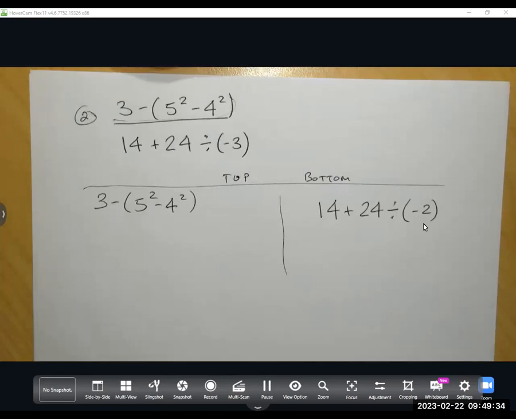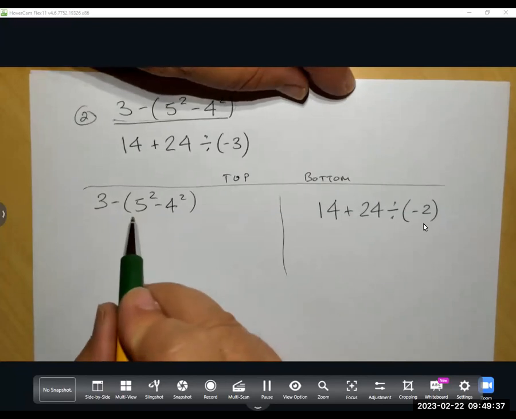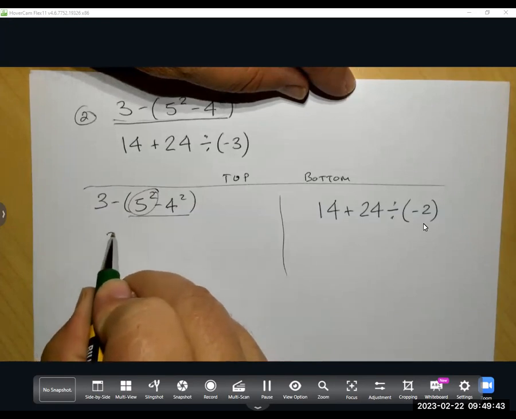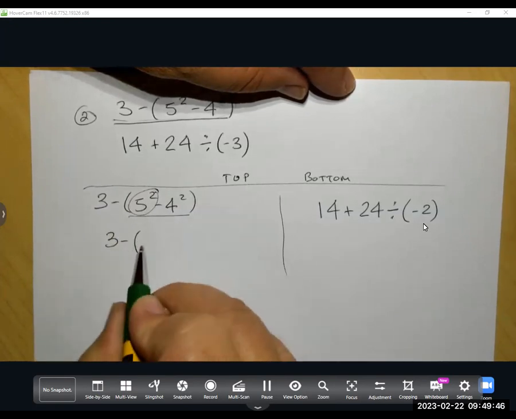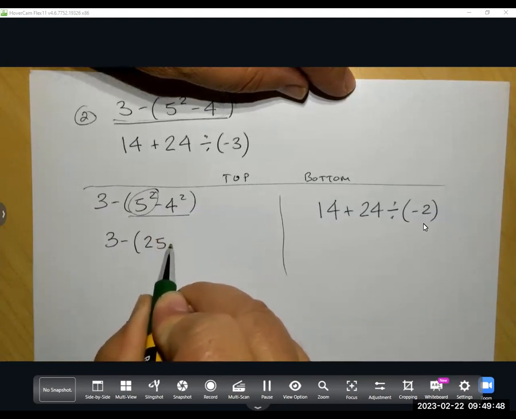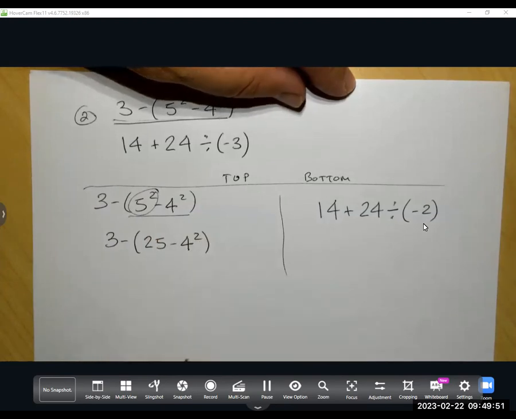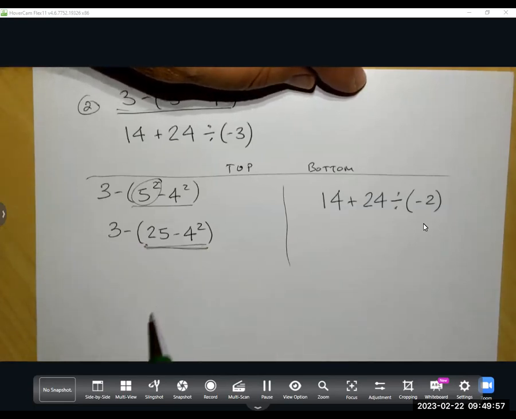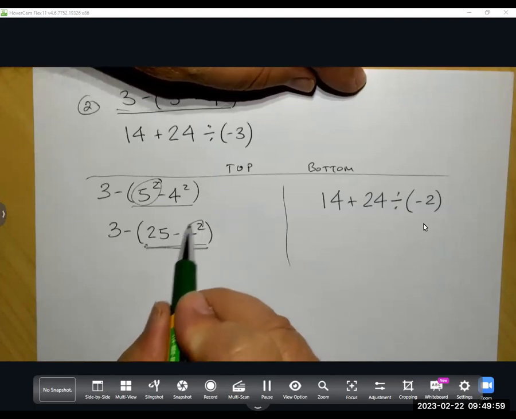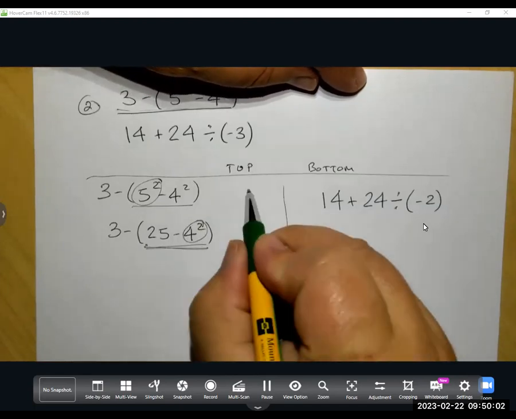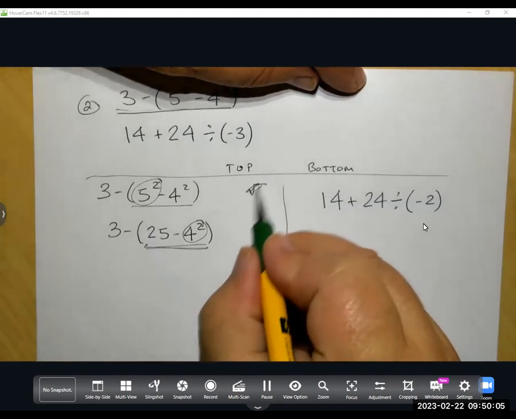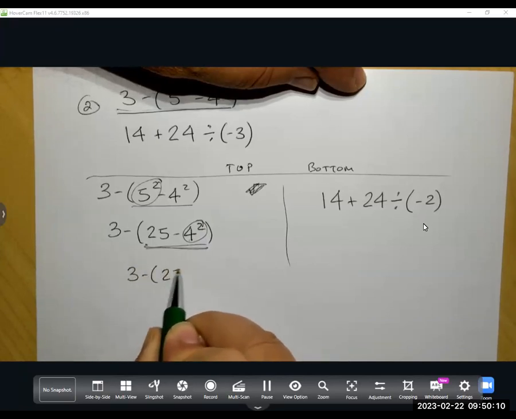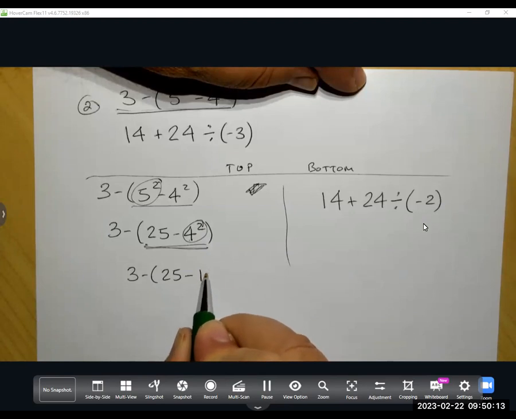On the top, what do we do first? You have to do it inside the parentheses. So we have to read left, right. We do 5 squared first. What is 5 squared? Do 5. Repeat the process. Read left, right. Here's a parenthesis. Inside the parenthesis, what do we do? It's a squared. It's 4 squared. 4 squared is 16.